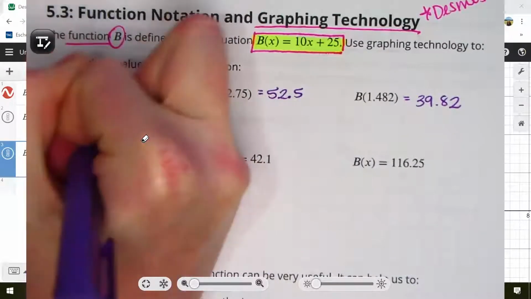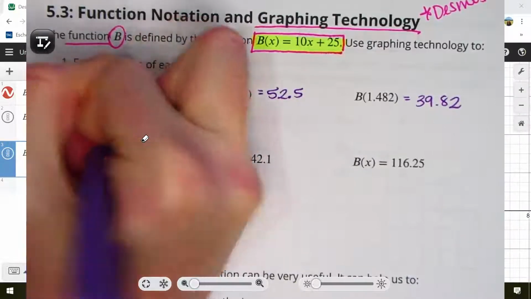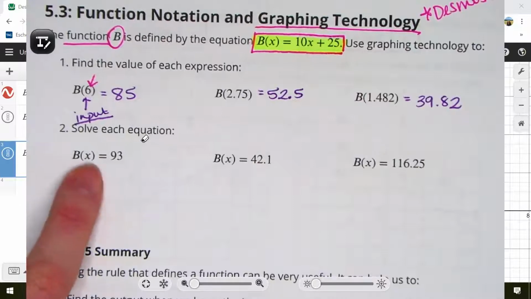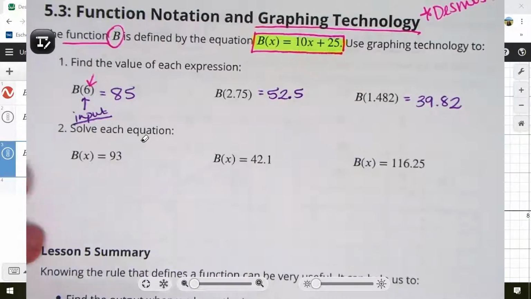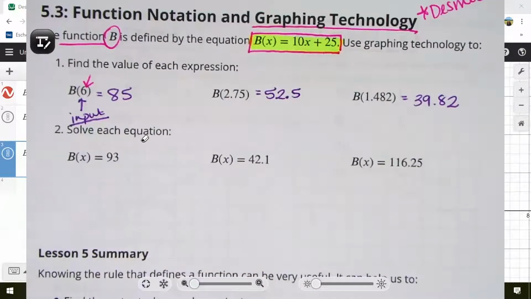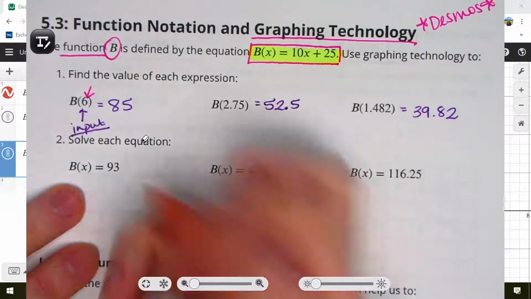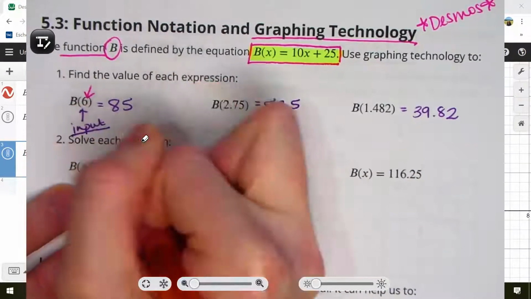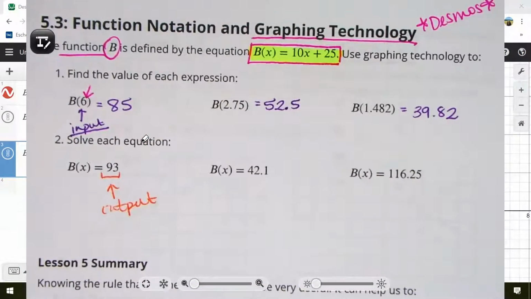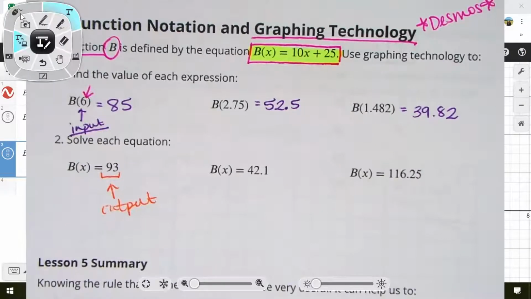Now, same thing on part 1. They gave us the input and we had to solve for the output, right? What do they give us this time? We got to solve for the input. They don't give us anything inside my parentheses. That means that this number that it's all set equal to is my output. I'm going to show you how to do that in Desmos. It is equally as easy as the other way.